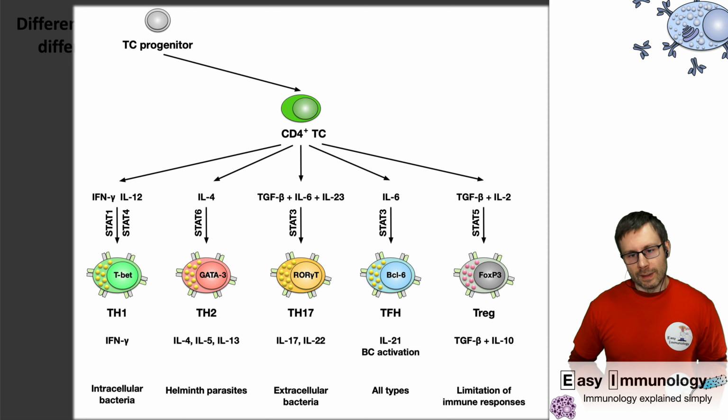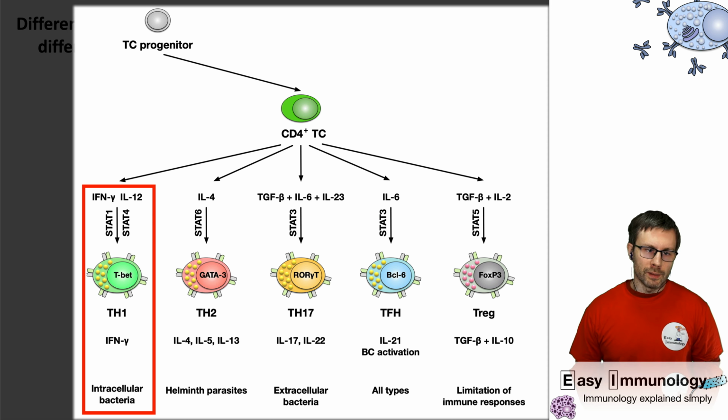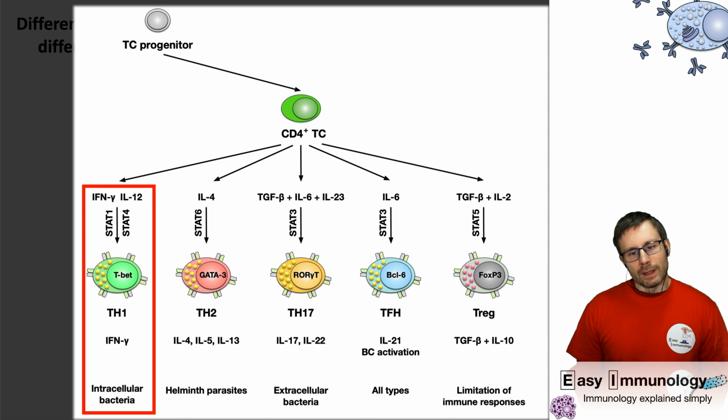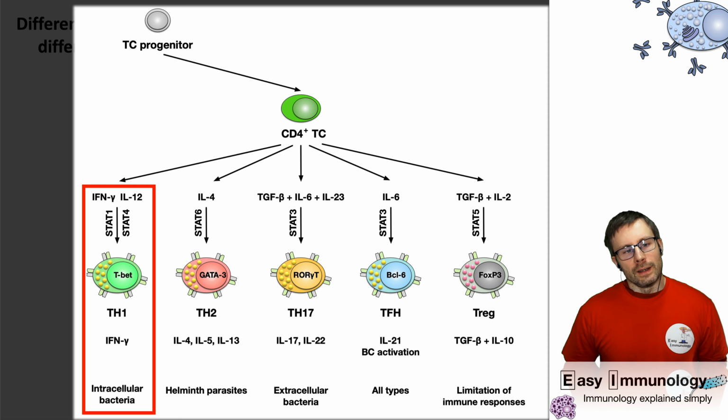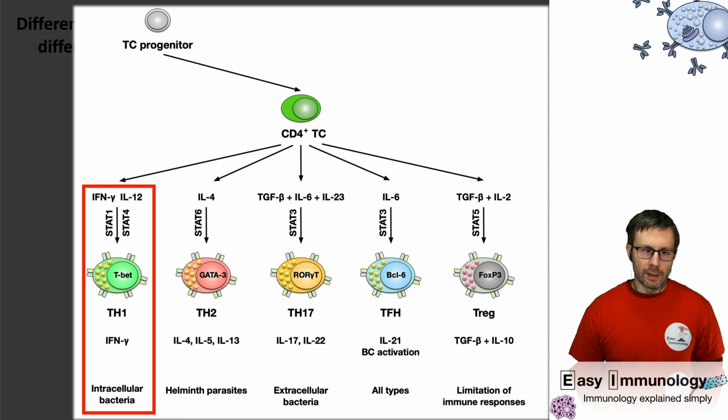And if, for example, the antigen presenting cell produces the cytokines interferon gamma and IL-12, this results in the binding of these molecules to their receptors on the T cell surface, and this triggers the activation of molecules inside the T cell. They are called STATs, signal transducers and activators of transcription, and there are many different STATs. And interferon gamma and IL-12 lead to the activation of STAT1 and STAT4, and this triggers the activation of a transcription factor that we call TBET, and this is called the master transcription factor of Th1 cells.